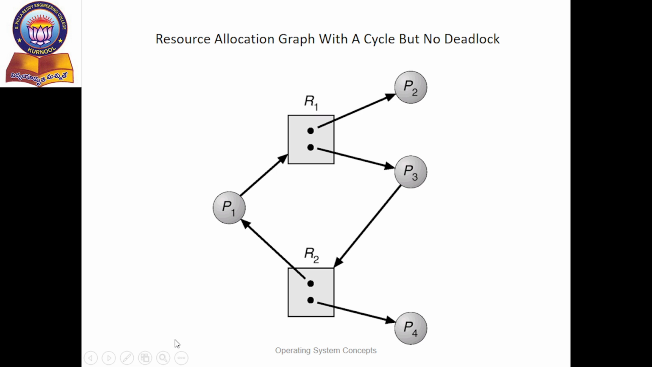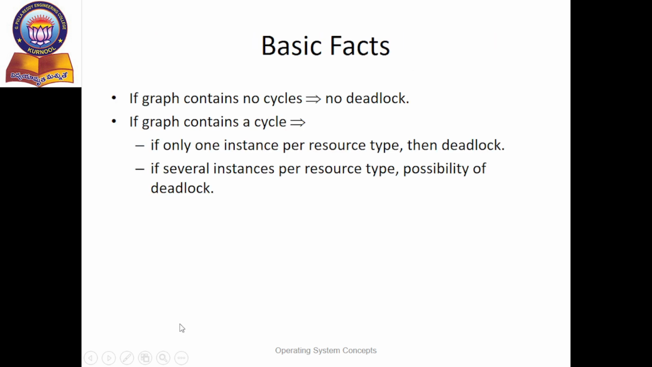We have a cycle here, but we are saying that there is no deadlock in this case. How can we conclude this? If we have a graph and we don't have any cycle in that graph, definitely there is no deadlock. Next, if the graph contains a cycle, we get two cases. If there is only one instance per resource type, then there is definitely a deadlock. That means each resource has only one instance, and the other process is requesting the same resource that is already held by some other process, so this leads to a deadlock.